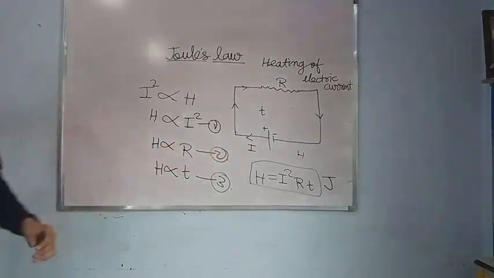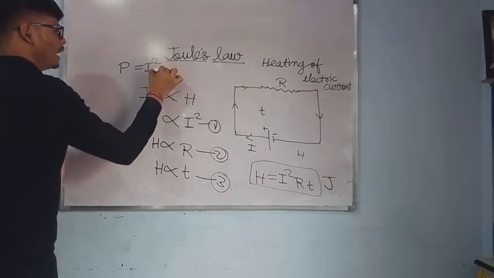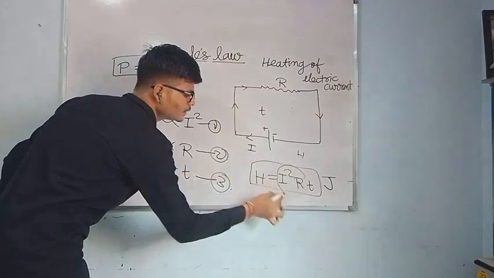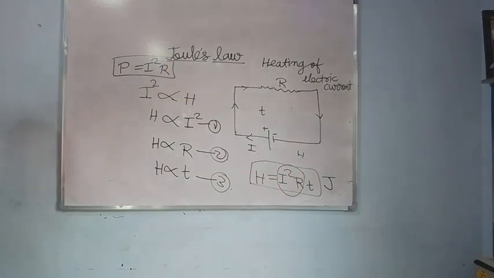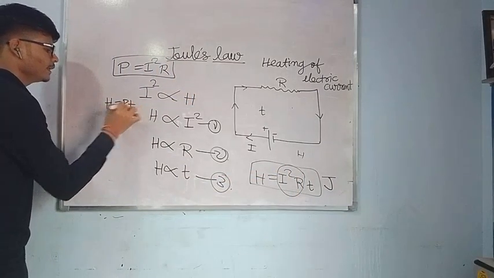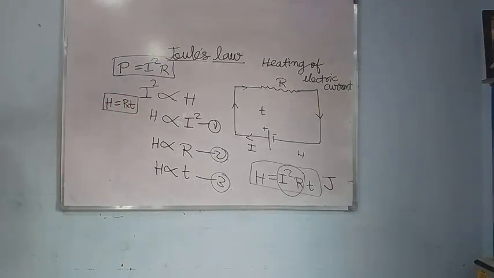Next, you can also write it as, since you know P is equal to I square R, you can substitute it here. So H is equal to P times T. H is equal to P times T.